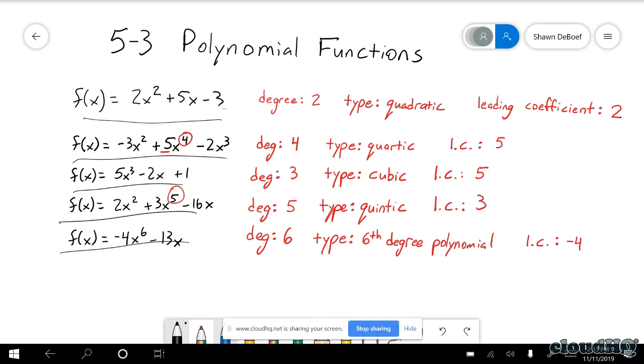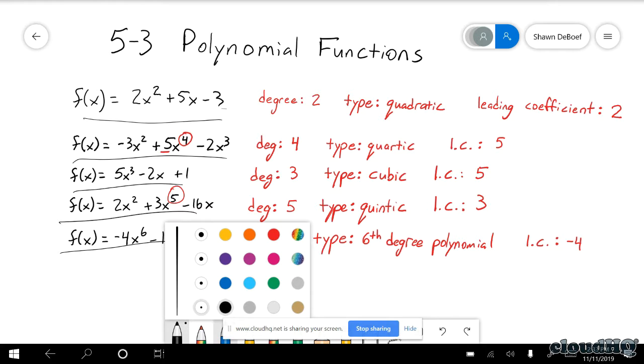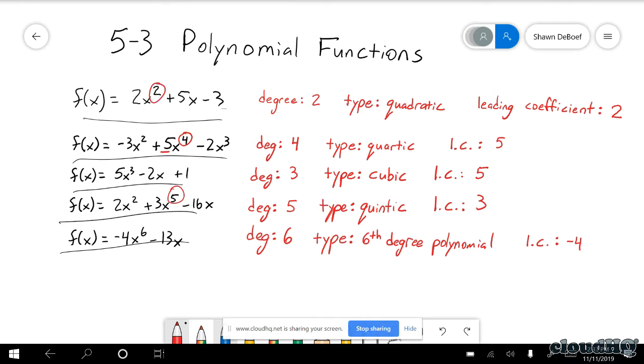Degree we know from before is our leading or our biggest exponent. This biggest exponent, the first one was a 2, so it's a degree of 2. We knew from last chapter that was called a quadratic. And then the coefficient on that term would be a 2, that's your leading coefficient.